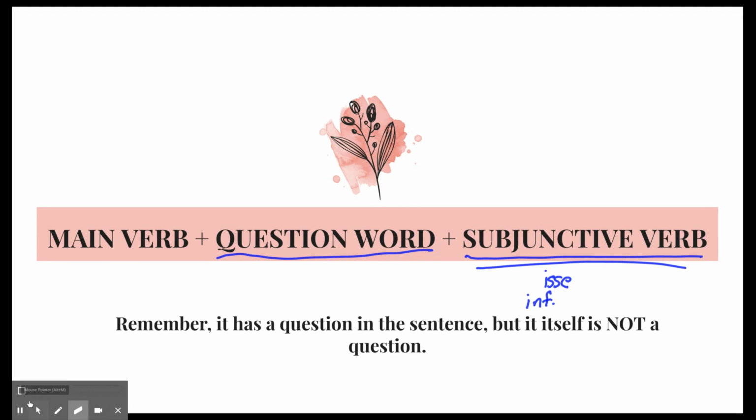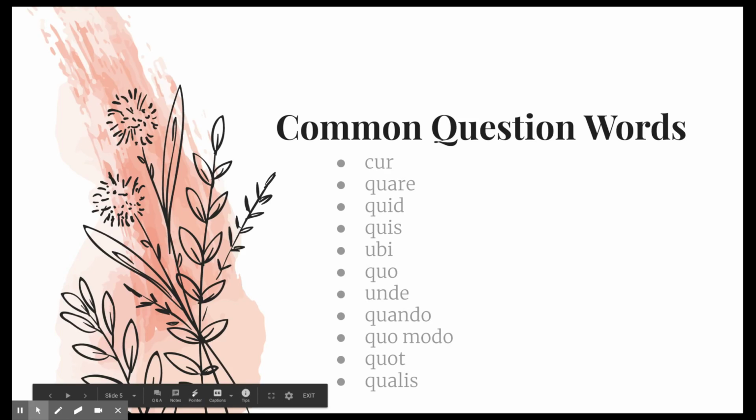So let's keep going. Here are some common question words in Latin. We have cur, quare, quid, quis, ubi, quo, unde, quando, quomodo, quot, qualis. You'll notice that most of them start with Q. I'm sorry, there's nothing I can do about that, but I've told you when you guys are in Latin too, when you see a Q word, it might make you cry a little bit, but this is why. So you might want to either make note of these or just realize if it starts with a Q, it's probably a question word.